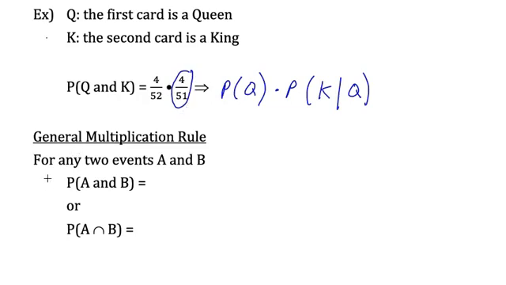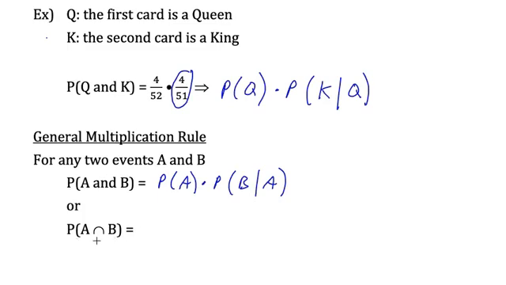Which brings us to our general multiplication rule. For any two events A and B, the probability of A and B happening equals the probability of A times the probability of B given A. And this works for any two events, whether they are independent or not independent. Remember that previous multiplication rule only worked for independent events.